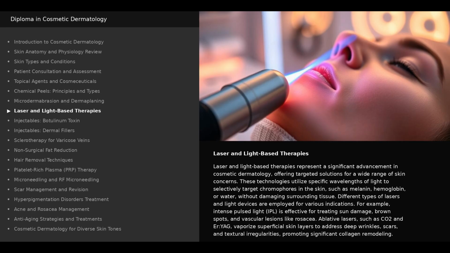For example, intense pulsed light (IPL) is effective for treating sun damage, brown spots, and vascular lesions like rosacea. Ablative lasers, such as CO2 and Er:YAG, vaporize superficial skin layers to address deep wrinkles, scars, and textural irregularities, promoting significant collagen remodeling. Non-ablative lasers stimulate collagen production without removing the outer skin layer, leading to less downtime.